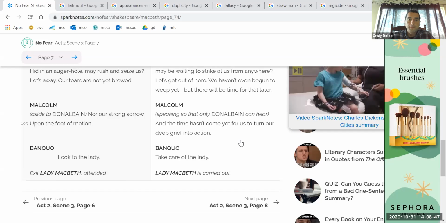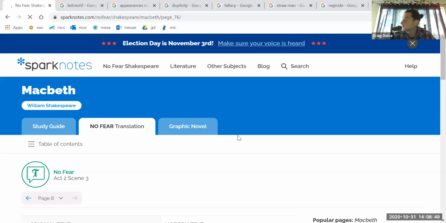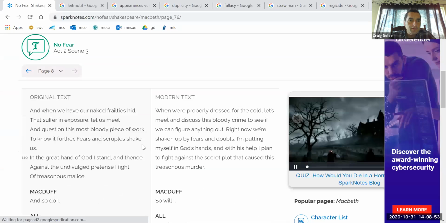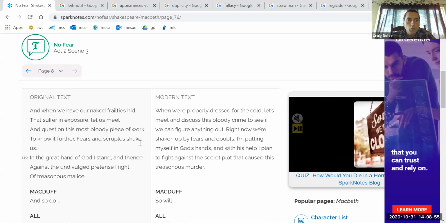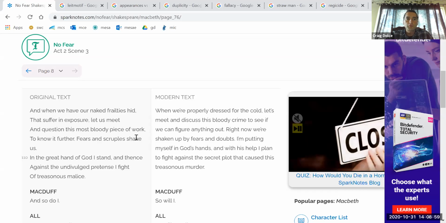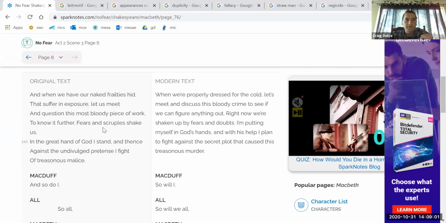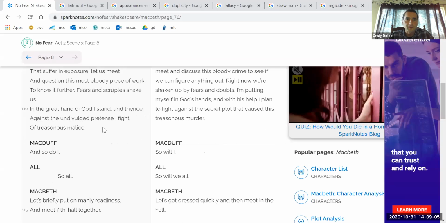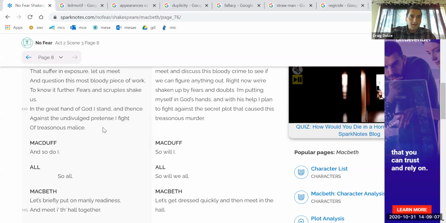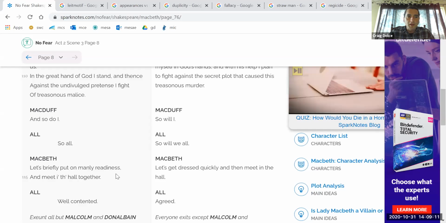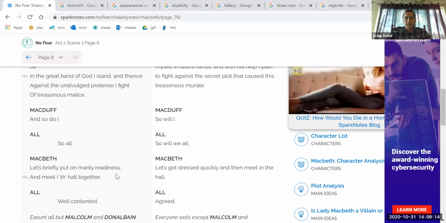So notice how they say they're going to put on manly readiness after this. "Let us meet and question this most bloody piece of work to know it further. Fears and scruples shake us. In the great hand of God I stand, and thence against the undivulged pretense I fight of treasonous malice." And Macduff says, so do I. And they all say, yes. So what does Macbeth say? Let's briefly put on manly readiness and meet in the hall together.